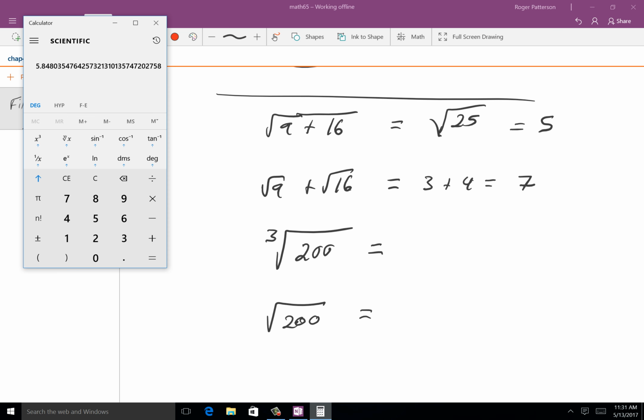Let me show you how it works, because it's actually kind of nice. And on the 83, if you go to the math button, and you go to num, I think cube root's on there, on the 83. If you go math, num, I think it's there.